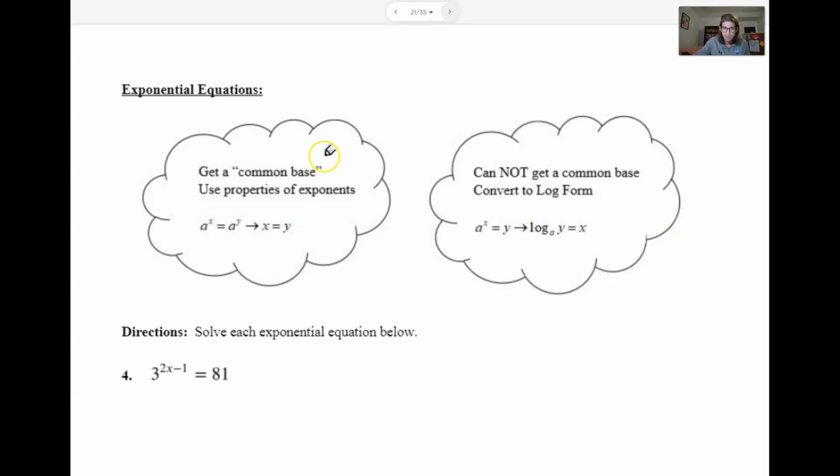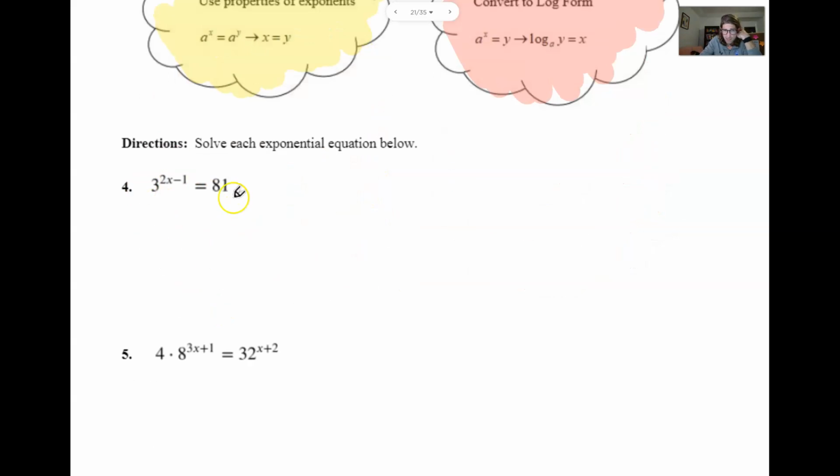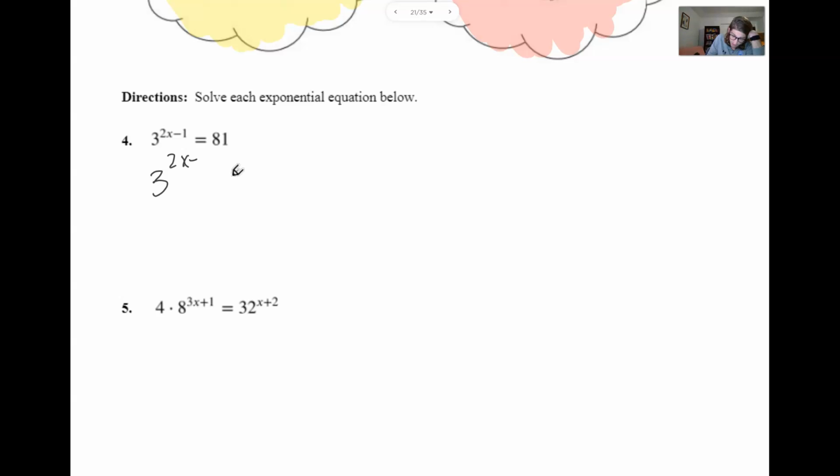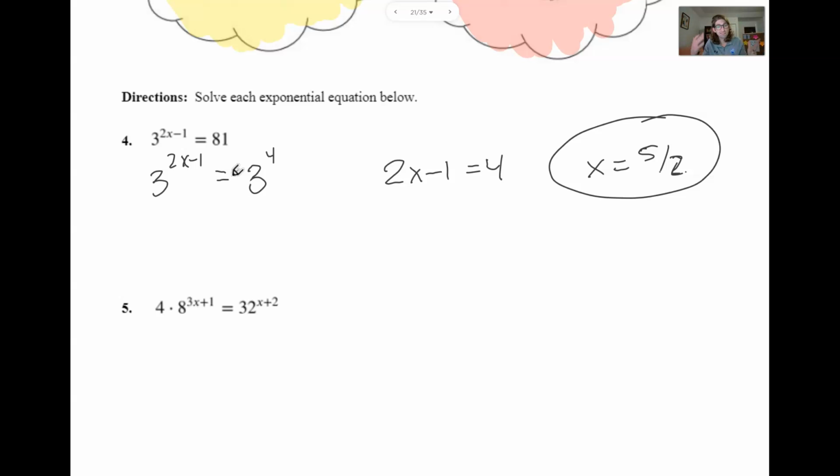All right, next page. Exponential equations that require us to think about logs sometimes. So check out these little clouds at the top. It's really important that you read them this time. If we can get a common base, you already know how to solve these. If you can't get a common base, we're going to convert things to logarithms. Going back and forth between those things is going to be helpful. This first one, you look at it, you should probably have an understanding of how to solve this. So I'm going to go through it quickly. 81 is 3 to the 4th. Common bases, we get 2x minus 1 equals 4. X equals 5 halves. I'm hoping that one is kind of familiar.